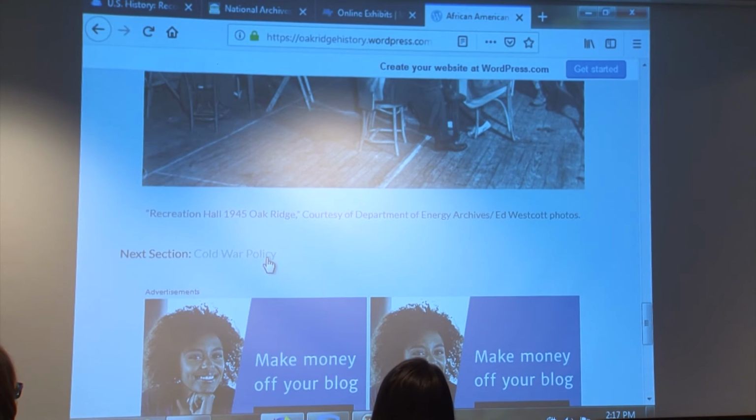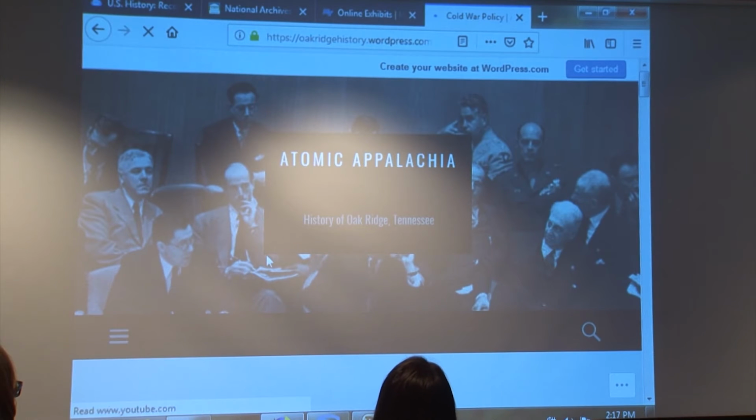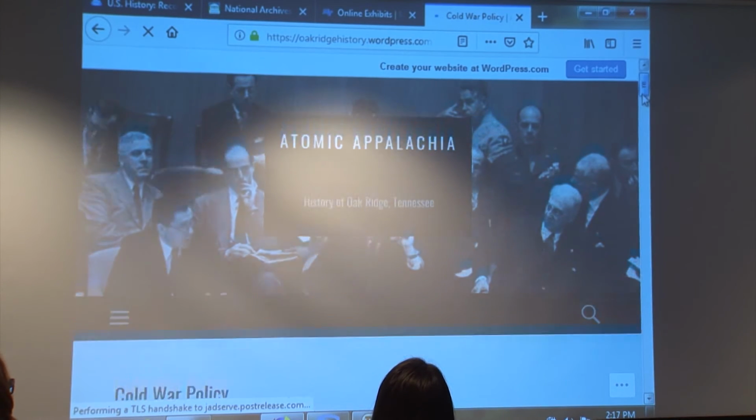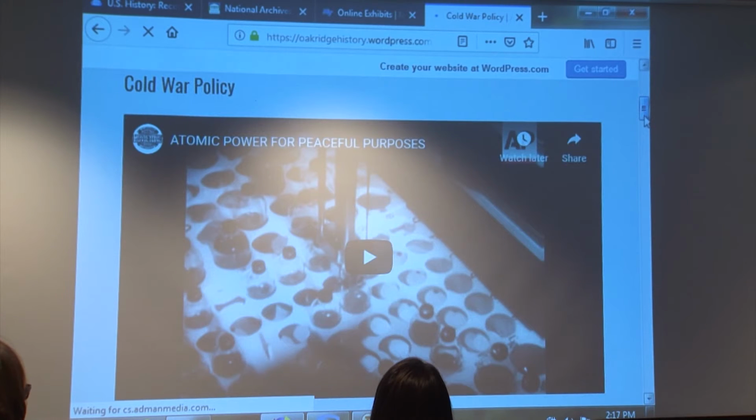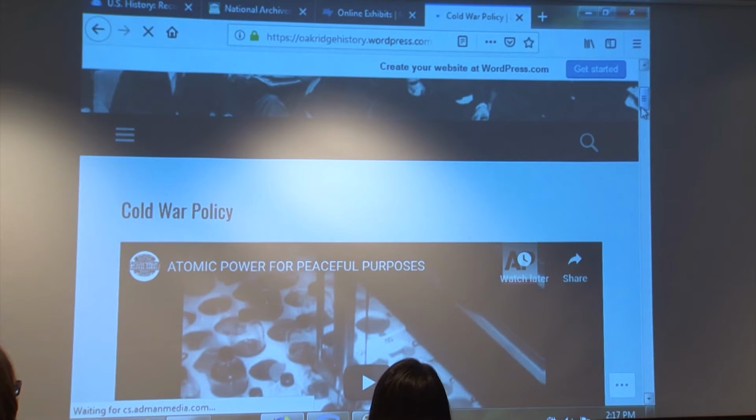And then, so this exhibit does go all the way to the present. So then we're getting into Cold War policy here. There's another video. Like that first video said, Gore was really a part of wanting to take our knowledge of atomic energy and apply it to medicinal purposes or non-military purposes. So atomic energy for peace, which, considering what had just happened in World War II, is kind of a juxtaposition.